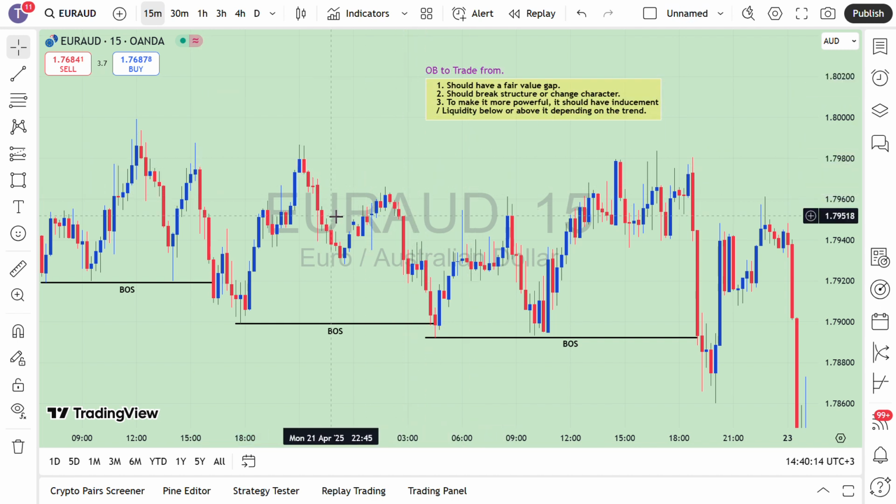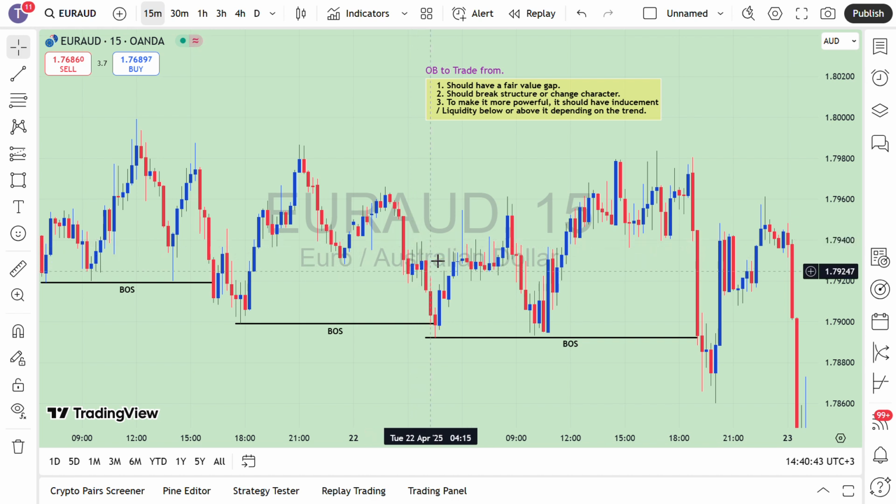So in this next setup here, after this break of structure, you use the same method. You first find your inducement. Where is your inducement? In this case, we have an inducement here and we have another inducement here. So why did I use this as an inducement here? This is an inducement because this is a pullback. This is a complete pullback.